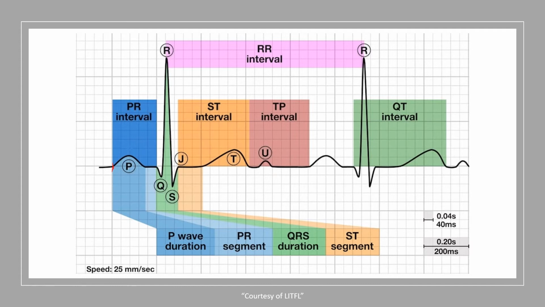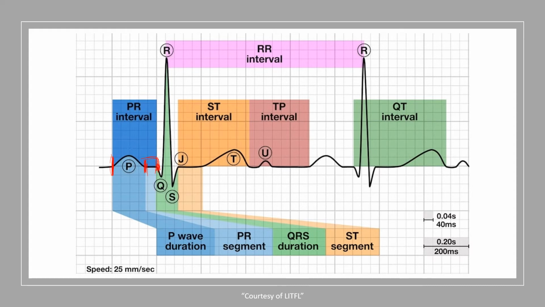So from here to there, this is called the PR interval. But from here to there, this is called the PR segment. The difference between an interval and a segment is that any interval should have at least one wave within it. So from here to there is the PR interval because it's got the P wave within, but from here to there, that's the PR segment.